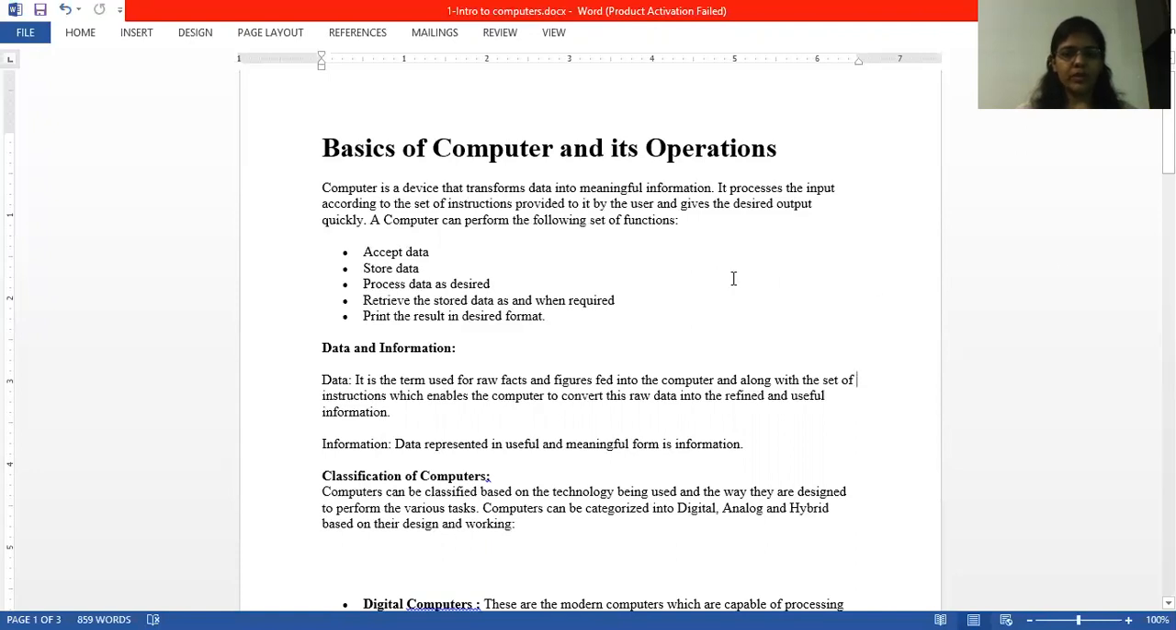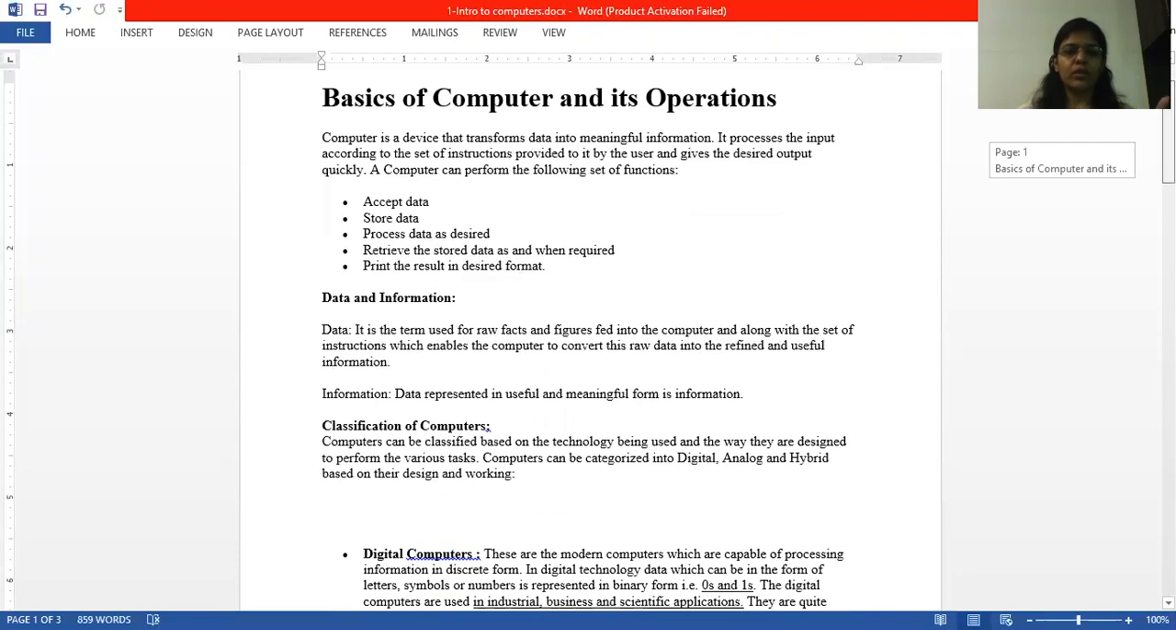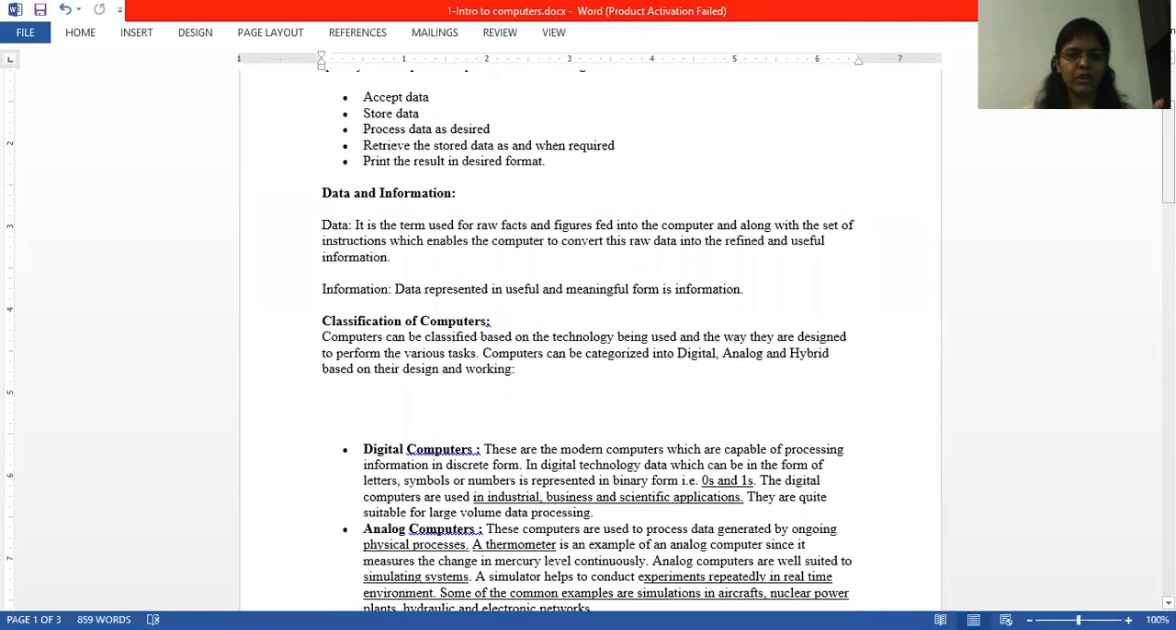So what are the functions of the computer? The computer can perform the following set of functions: accept the data, store data, process data as desired, retrieve the stored data as and when required, and print the result in the desired format. Firstly we need to understand what we mean by the term data and what is information. Data is a term used for raw facts and figures, and when we combine these facts and figures into something meaningful, it is called information.